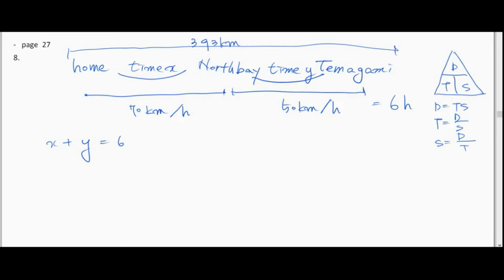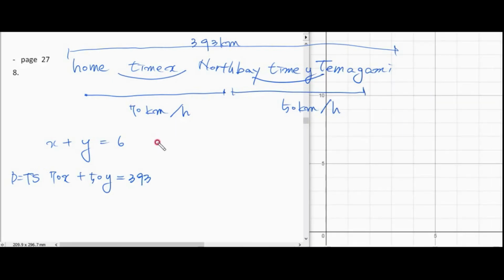And then it gave one more piece of information, that the whole distance is 393 kilometers. And then D equals TS will be used this time. So the time was x, and then the speed was 70 kilometers per hour, that will be 70x, plus again 50y, and that equals 393. Like this, we wrote down the equation right here, and now let's draw the graph.